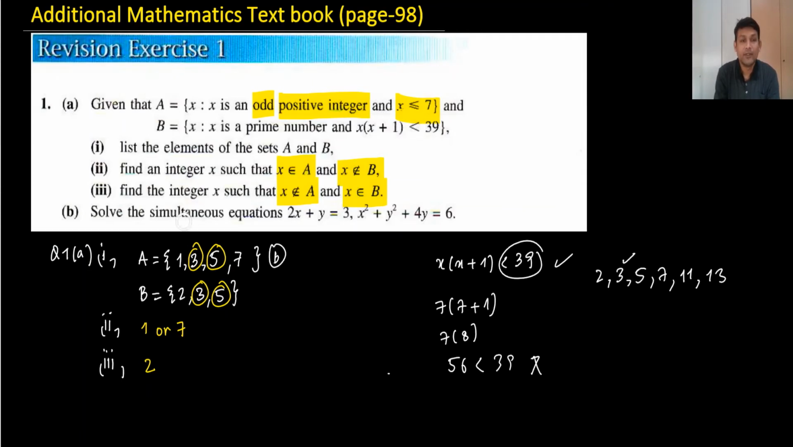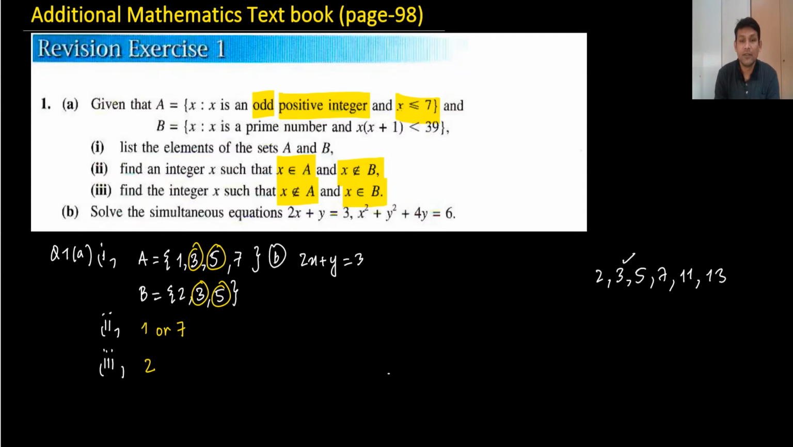In part B, we have a simultaneous equation: 2x plus y is equal to 3, and the second equation is a quadratic equation. This is a part of chapter 2. Simultaneous equations are a little bit lengthy because we have a quadratic equation. So we can make y the subject here. Subject means we always write y is equal to something. So this I can substitute here.